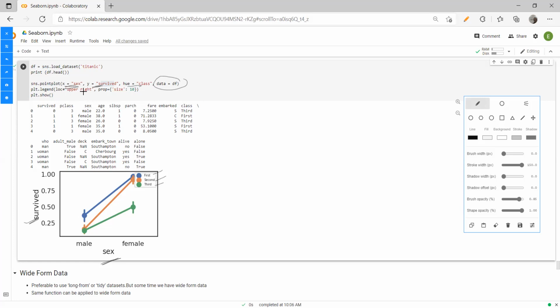Then the legend we are putting in the upper right. So this is called a legend. Most of the time the default will place it at the proper place, but sometimes if it is not proper, you can specify where you want. Prop size is 10, which is the size of it. And plot dot show is finally to show on the screen, right?